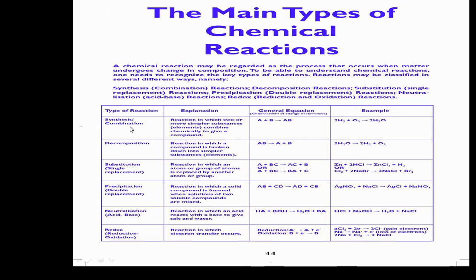Look here at the definition. Synthesis or combination reaction is a reaction in which two or more simpler substances, the reactants, combine chemically to give a compound. So A and B, two different reactants, react with each other and form a product. They combine and synthesize a product, that's why it is synthesis and combination. 2H2 is one reactant, and when it reacts with oxygen gas it forms water. So this is one reaction.